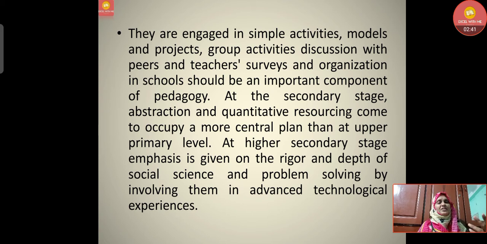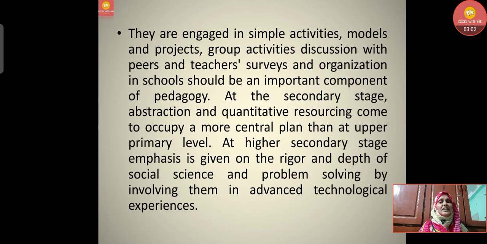Discussion with peers: obviously, when they discuss with their friends and peer groups, they will be able to connect things very easily. And teachers' surveys and organization in schools should be an important component of pedagogy. Pedagogy means the method of teaching social sciences. So all these things are very important.